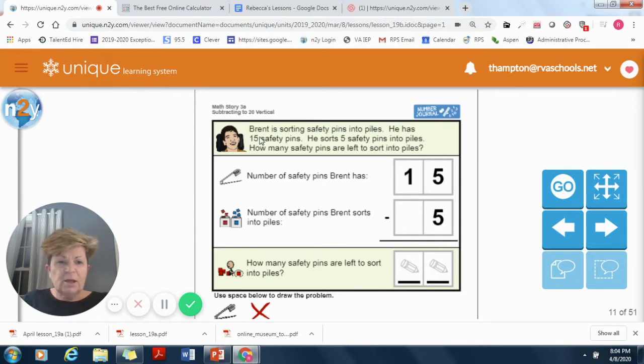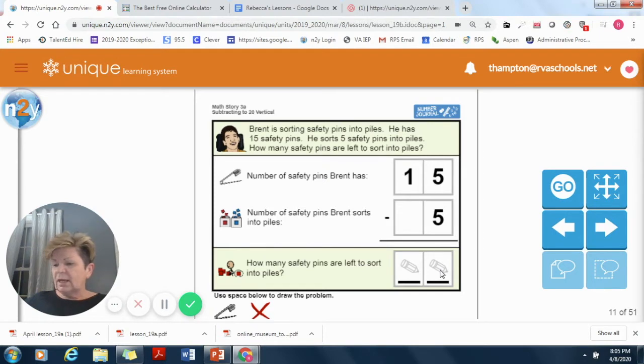Okay. Brent is sorting safety pins into piles. He has 15 safety pins. He sorts 5 safety pins into piles. How many safety pins are left to sort into piles? So we start with 15. He's already taken 5 out. We need to find out how many are left.